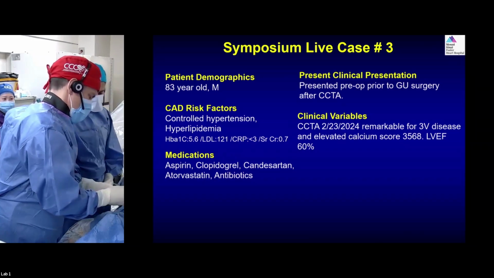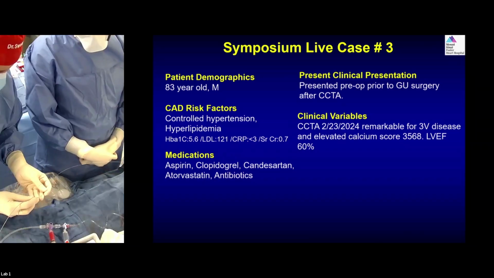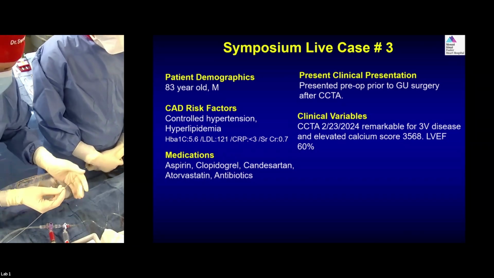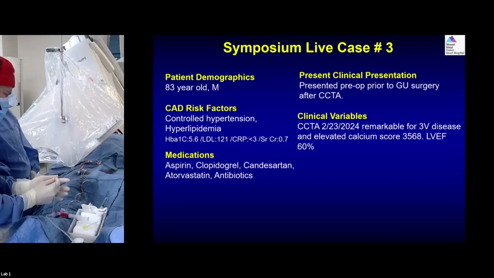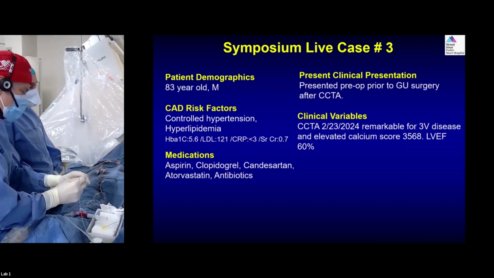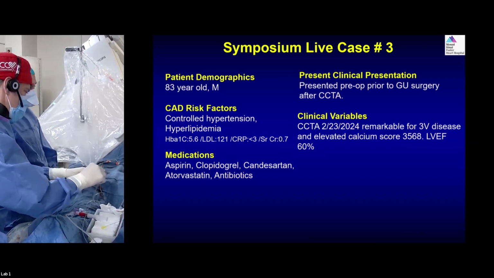Like I mentioned, I think people are moving away from stress test. Everybody gets a CCTA despite him having prior PCIs. They went for a CCTA. This was done way back in February. If you see that, 3-vessel disease with high calcium score of 3,500 with EF of 60.